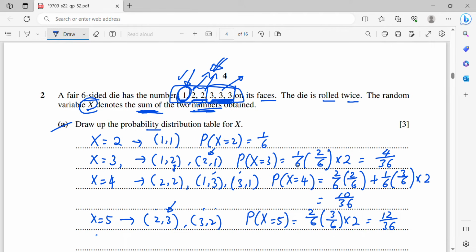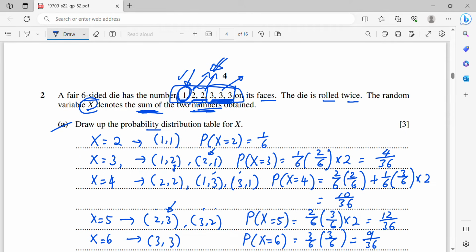Lastly, x equals 6 means that the total is 6. This happens when you get 3 for both rolls. So the probability of getting x equals 6 will be 3 over 6 times 3 over 6. Therefore, you are getting 9 over 36.